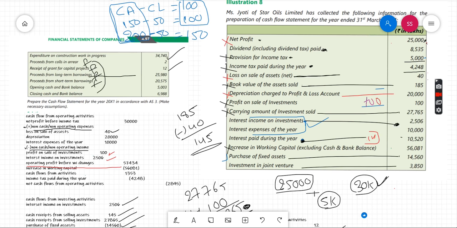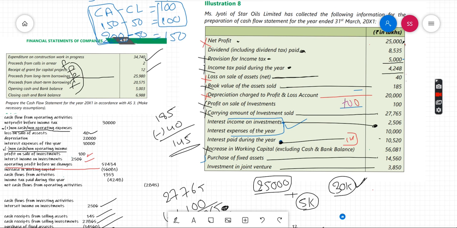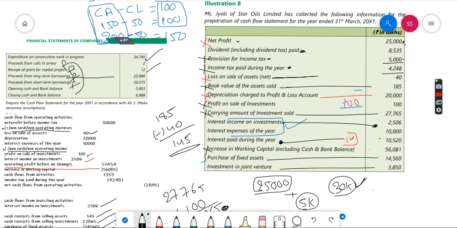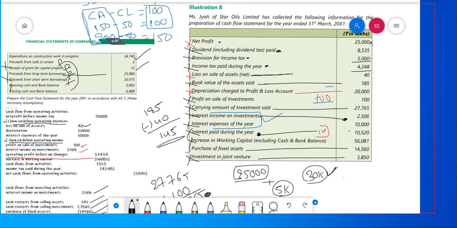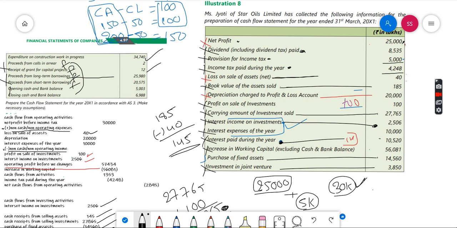So here, dividend including dividend tax paid 8,535, that is a cash outflow. So we have done this, interest paid during this year is done, and the dividend paid will come under financing activities. These are all done. Sorry, interest paid during the year will come under the financing activity, which we will record there.